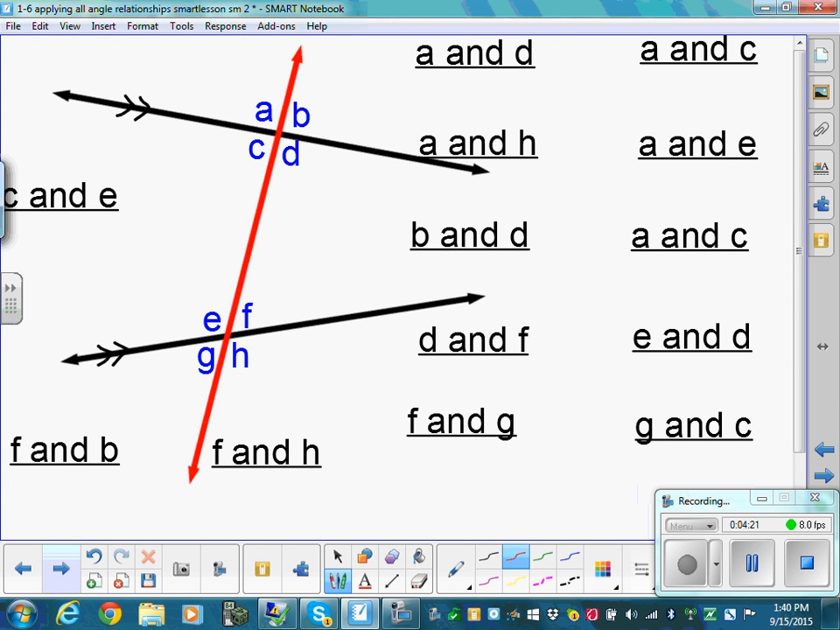All right, let's apply this. Okay, so we're going to go through and use all that knowledge to figure out what type of angles we're given here. These are a lot easier than they look. Okay, so let's look at these and decide what angle relationship pair we have.